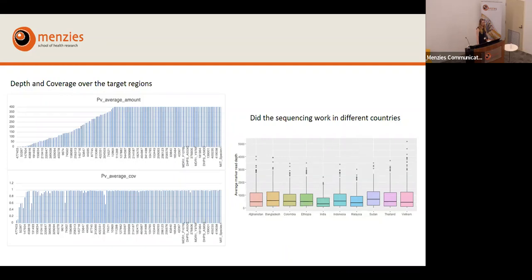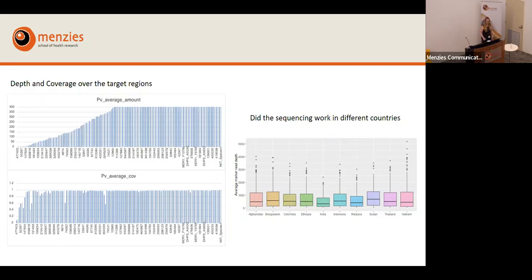We also looked at whether the assay was actually working in all the different countries that we included. The reason we do that is because we want our assay to be really globally applicable. Sometimes when you have these sorts of targets and primers, in certain regions you can have variations in the primer region, and then your target wouldn't work in that region. So we wanted to make sure all of our countries work, and they did.